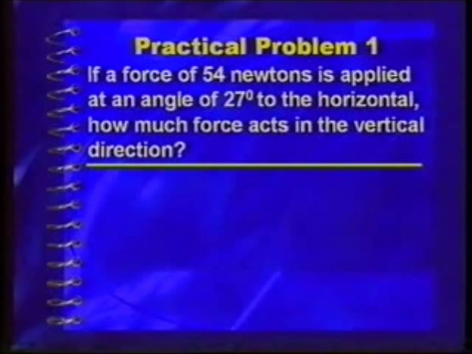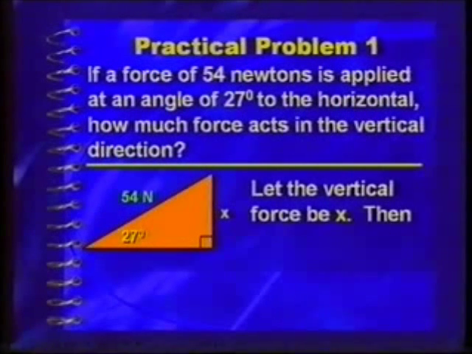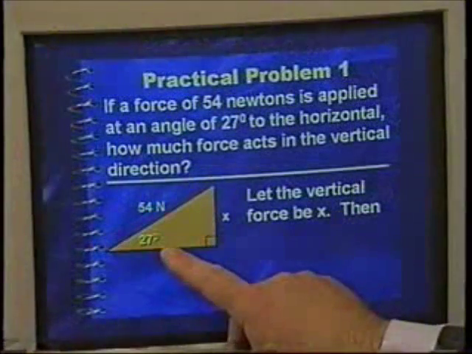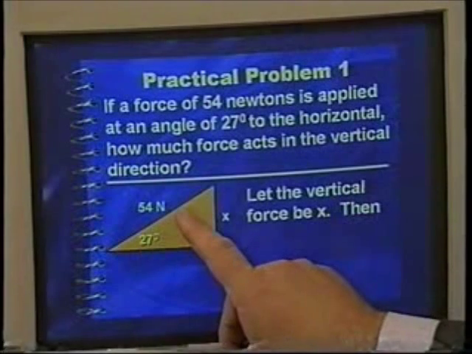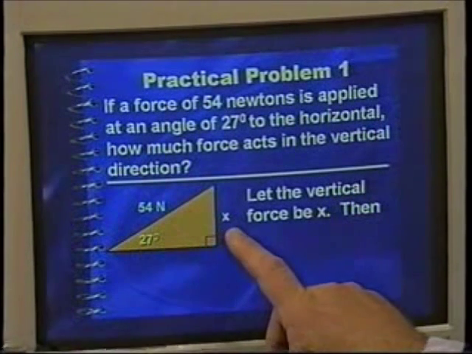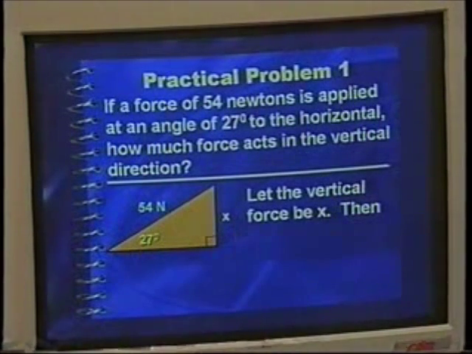We conclude this program with a physics problem. In fact, it involves statics and forces. In this problem, we have a force of 54 newtons that is applied at an angle of 27 degrees. You want to know what the vertical direction is of that force, because you probably know that forces consist of a vertical and a horizontal component. Drawing the diagram, we see 27 degrees there for the angle, we see the force of 54 newtons there, and we let x be the vertical force.